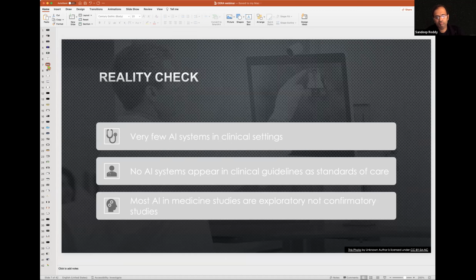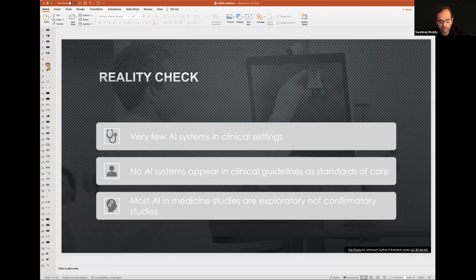And also when we review clinical guidelines, which are the standards and guidance for clinical practitioners in different contexts, we don't see any AI system being recommended for use. And if we don't have that recommendation coming through clinical guidelines, I find it very hard for clinicians to actually adopt AI in the clinical context.